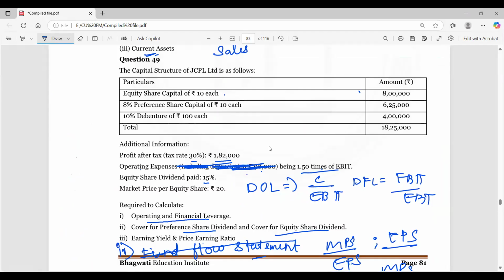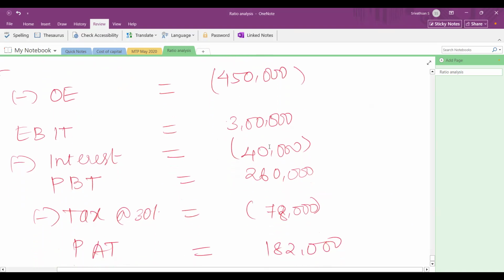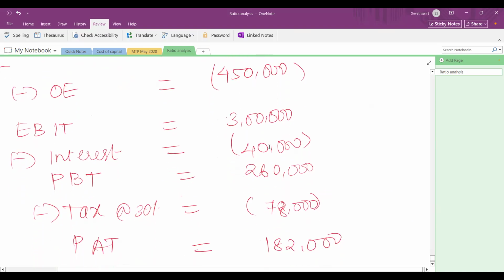Now we have all of it. You cannot calculate sales here. Variable cost ratio is not given or contribution ratio is not given, so we cannot calculate sales. We don't need sales actually. Clear? Those who are done, calculate DOL, DFL.